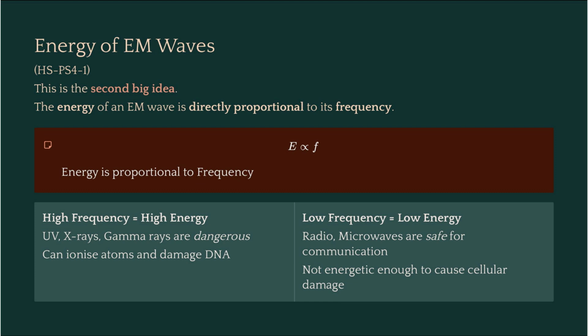Radio waves and microwaves have low frequencies, so they have low energy. They can pass through us all day long without any harm. But UV, X-rays, and gamma rays have very high frequencies. So they carry a lot of energy, enough to damage or destroy living cells.